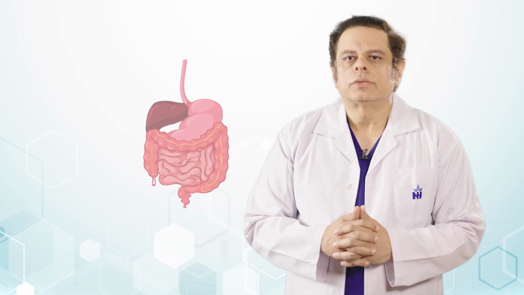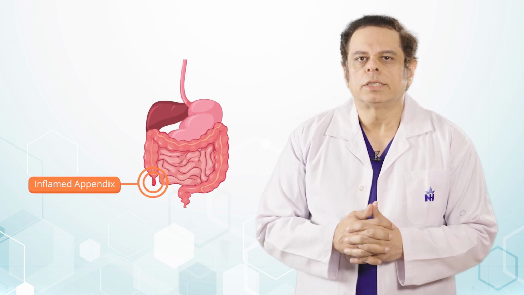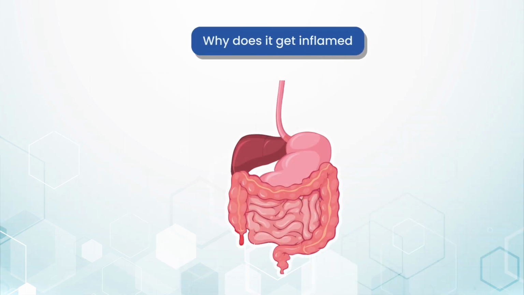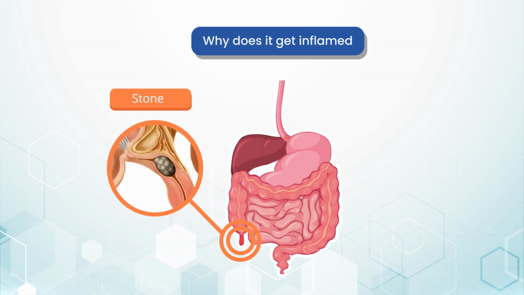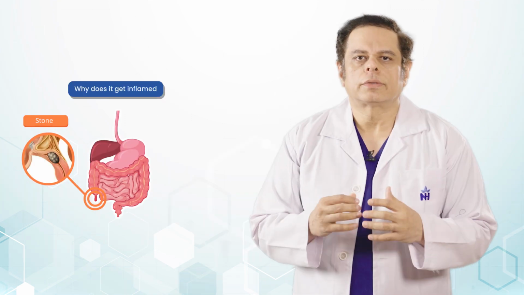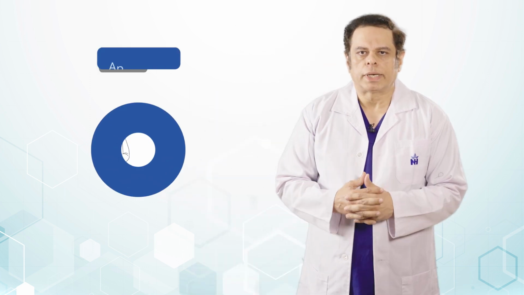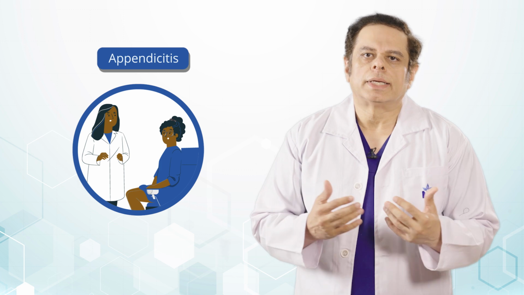The problem begins when it gets inflamed. And why does it get inflamed? There are multiple reasons. One of the most common reasons is the formation of a stone by the stools, which obliterates the lumen of the appendix. So the appendix starts becoming thicker and patients start having pain. The pain is the first symptom when we diagnose that a patient can have appendicitis. The inflammation is called appendicitis, so we call it acute appendicitis. It is an emergency, so patients have to address it ASAP.